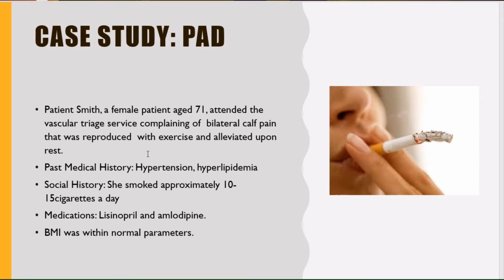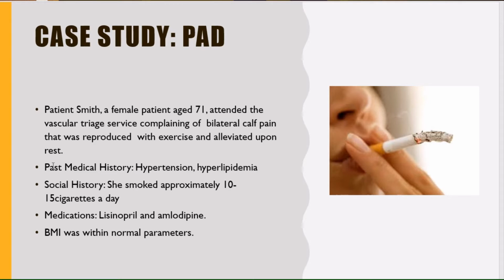So here the patient's name is Miss Smith. She's a 71 years old female. She came to the vascular triage service complaining about bilateral calf pain that was reproduced with exercise and alleviated upon rest. So in this itself, you can see some of the topics we already discussed, how typical symptoms this patient has.